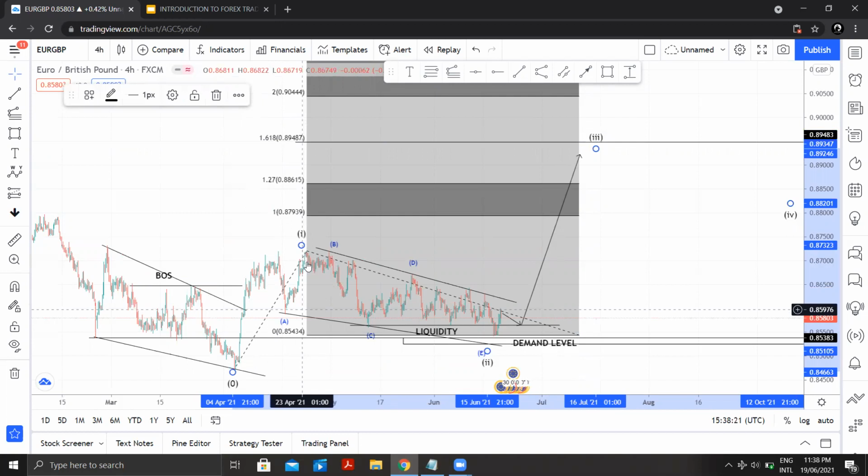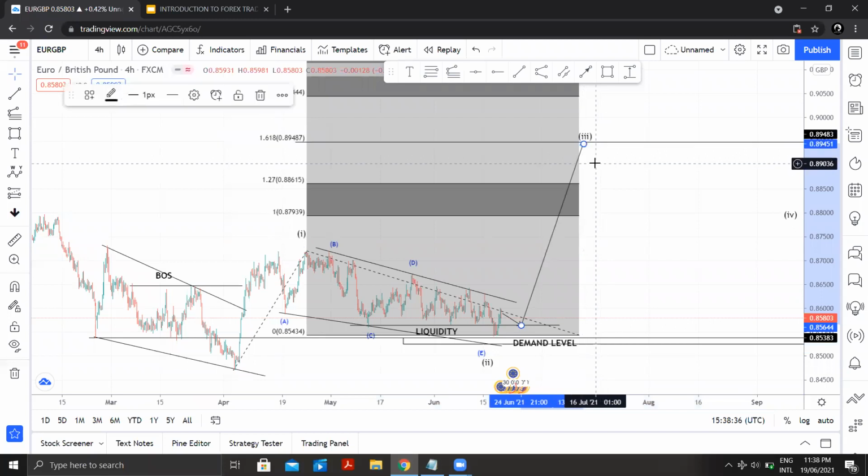1.618 extension of wave one. This is the wave one, and this is the wave two. So this is extension. Wave three will be the extension of wave one, 1.618 of wave one. So wave three will stop at this 1.618 of wave one. So this will be our target for next week.